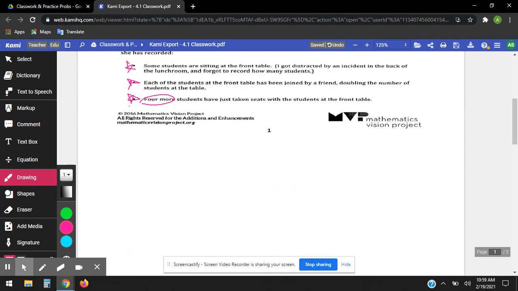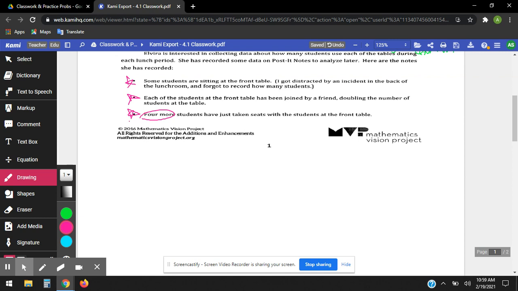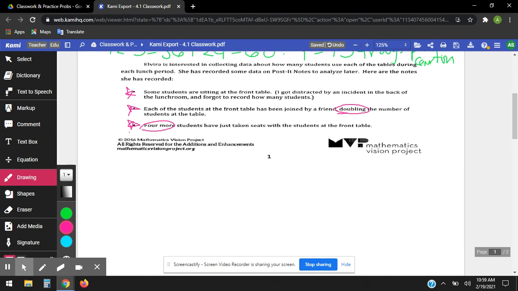And then what happened before that? Each of the students at the front table is joined by a friend, doubling. So 32 is twice as many as what started.